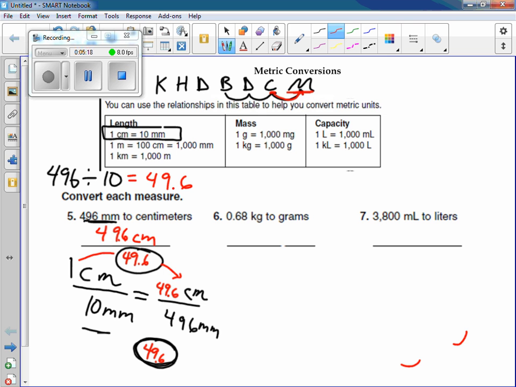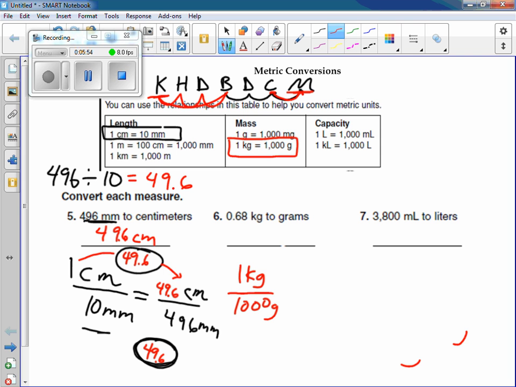If we were doing this using King Henry, we would start at kilograms and go all the way to the base right here. So we'd move the decimal place 1, 2, 3 total spots. I believe that would give me an answer of 680 kilograms. So we're going to talk about how we can do that here. I'm going to use this conversion right here. We know that 1 kilogram is 1,000 grams. So I'm going to write that down: 1 kilogram for every 1,000 grams.